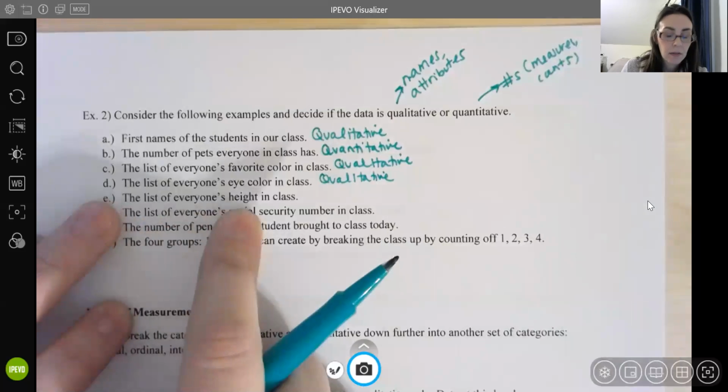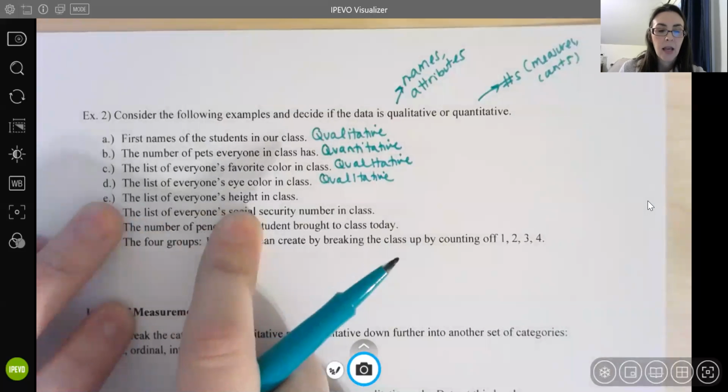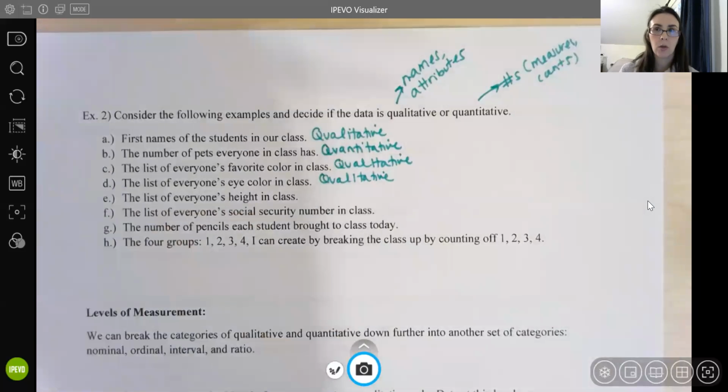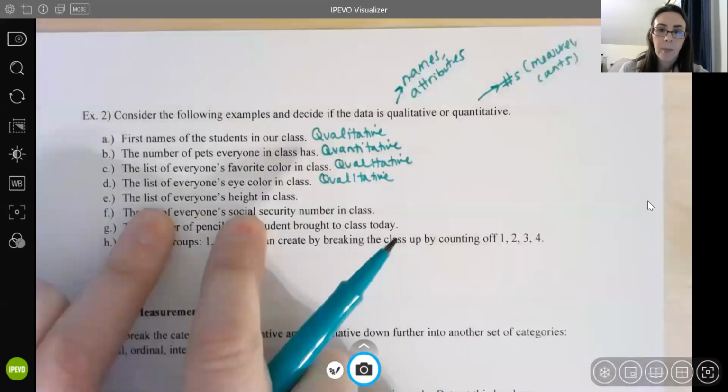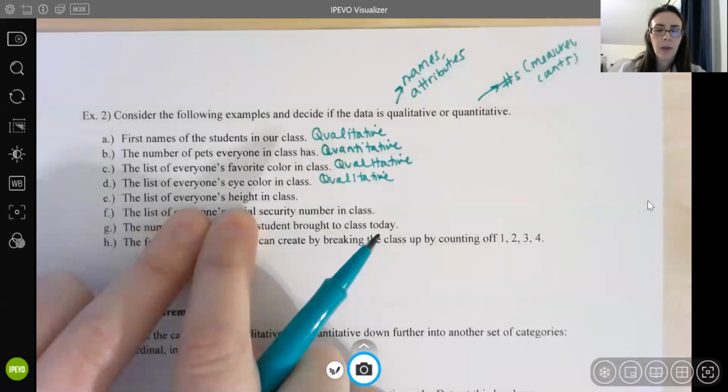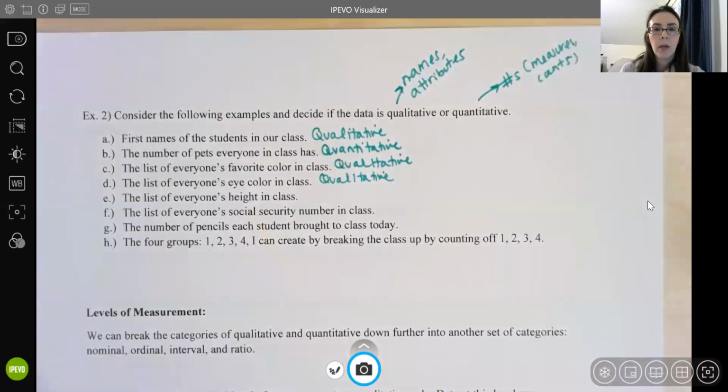Everyone's height, okay? So think about heights. Heights are typically done in numbers, right? You could do it in feet, you could do it in inches, you could do it in centimeters, whatever. So it's some sort of number. And then think about that. Could we actually work with those numbers? Well, we could find the average height in class. We could add up the heights to see how tall the class is overall. This is quantitative data.